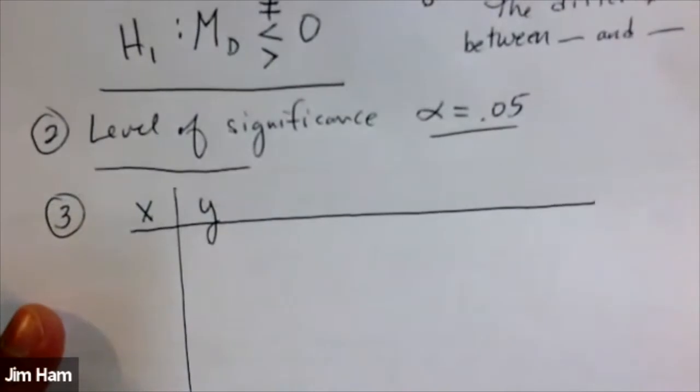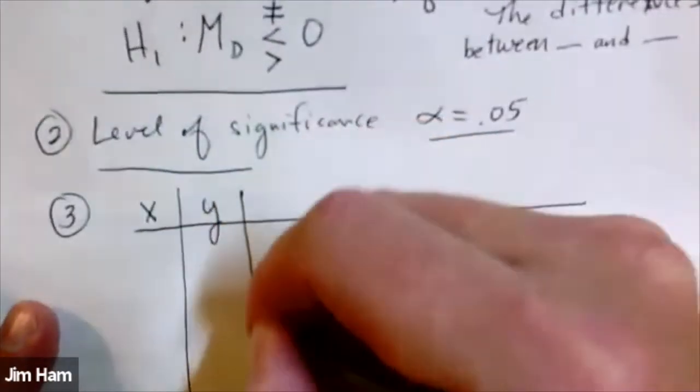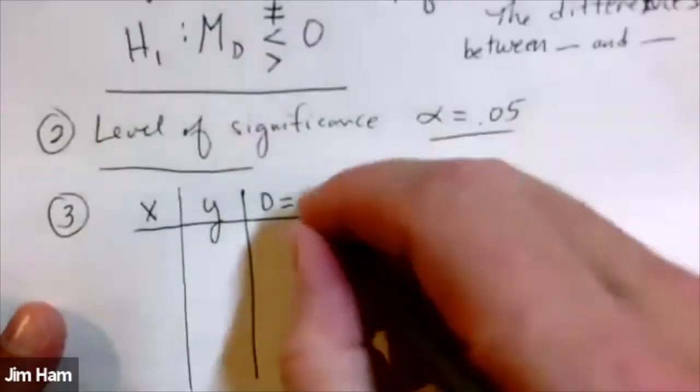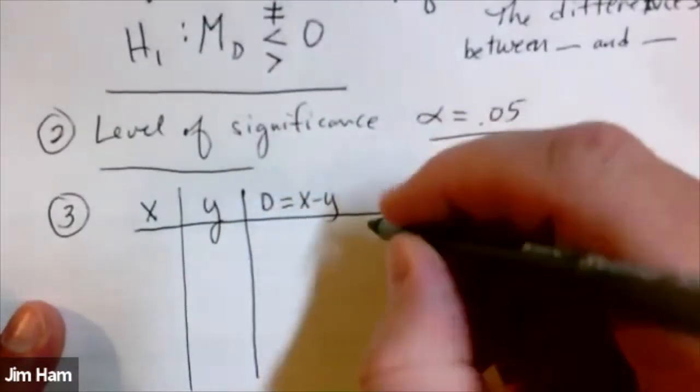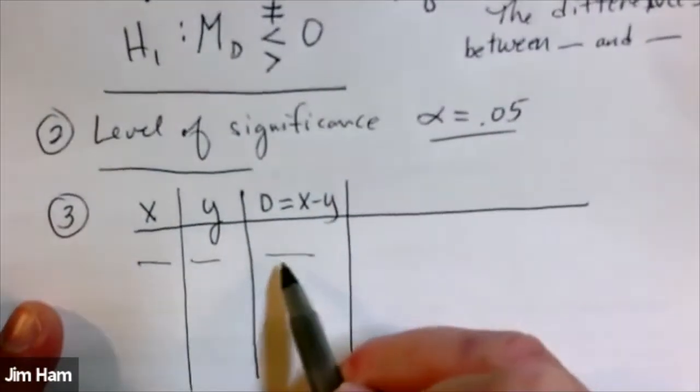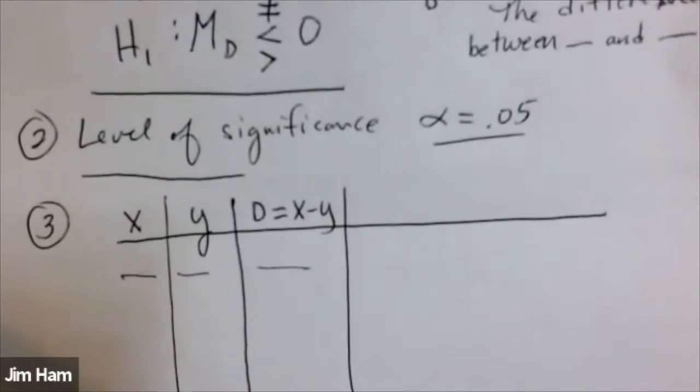Our table is going to be expanded. So the first thing we're going to calculate is D, the difference. We're going to take X and subtract the Y value. So whatever's here and whatever's here, subtract them, and that goes here. Now, some of these differences will be positive, and some of these differences will be negative.